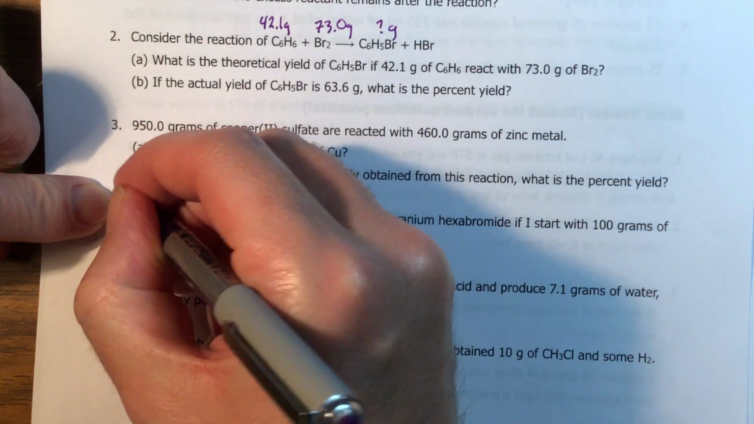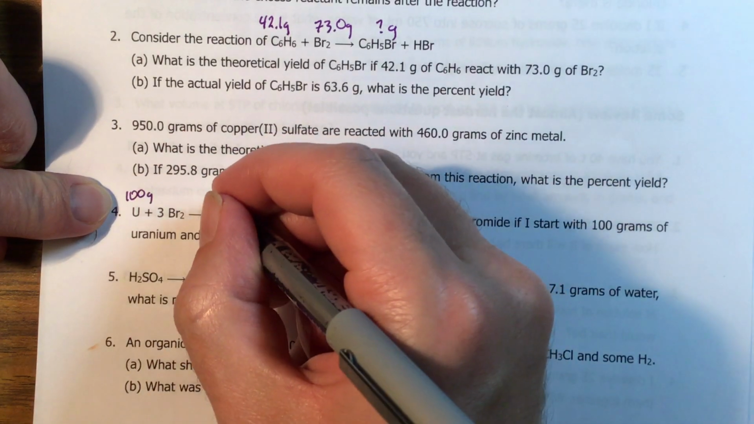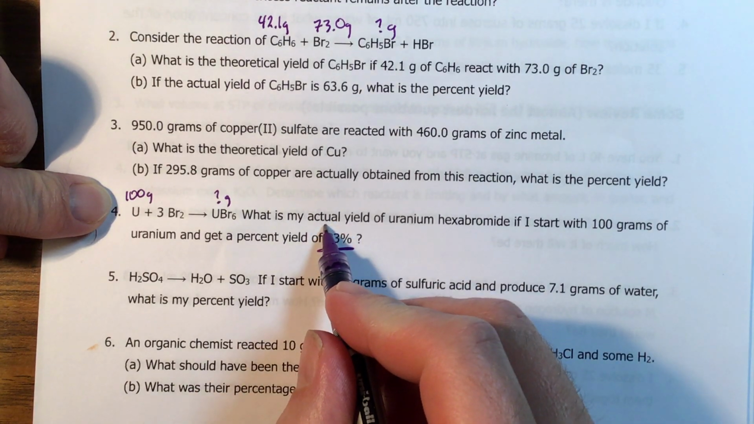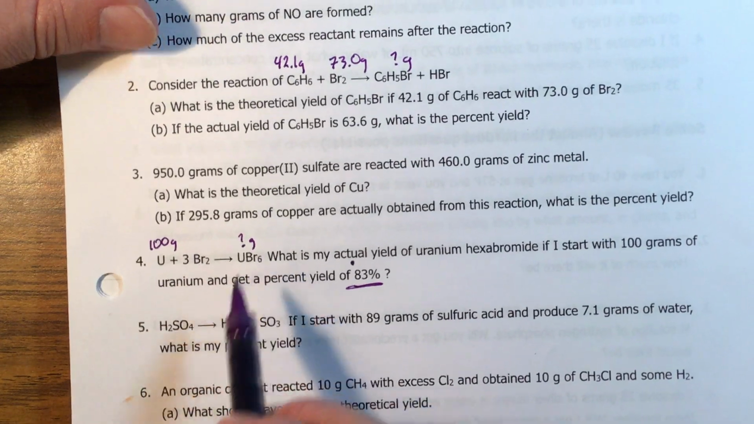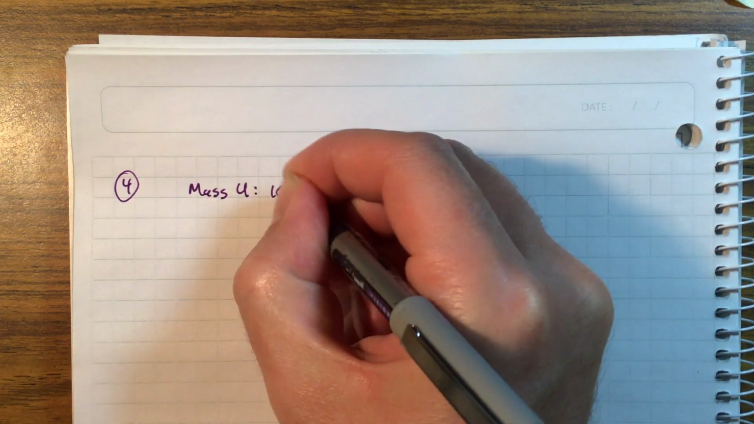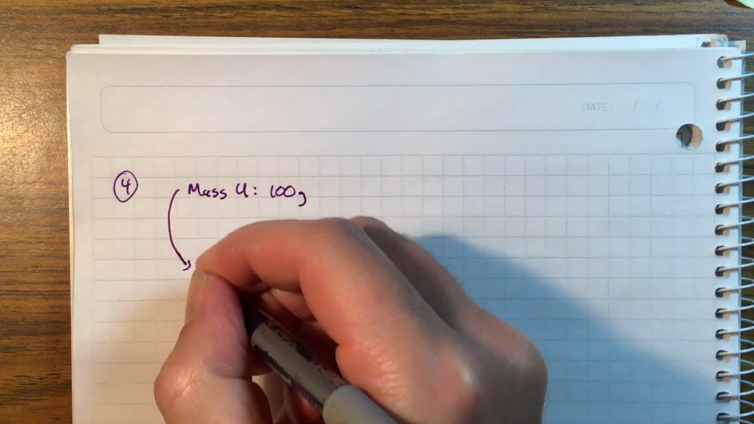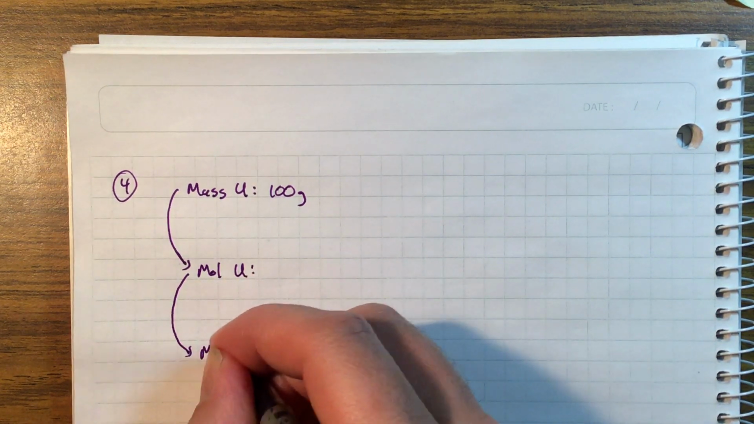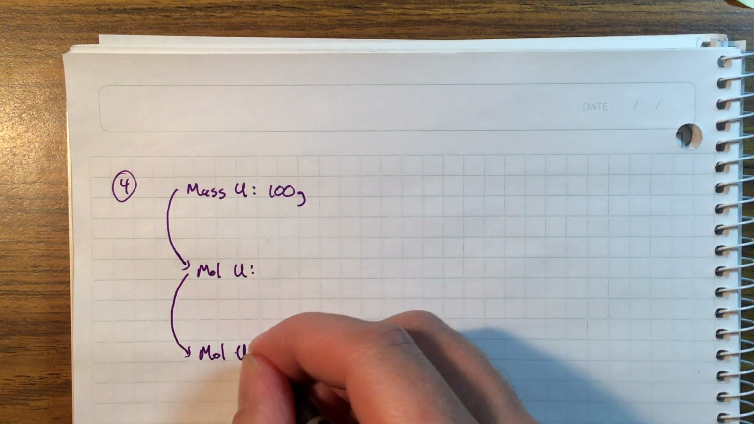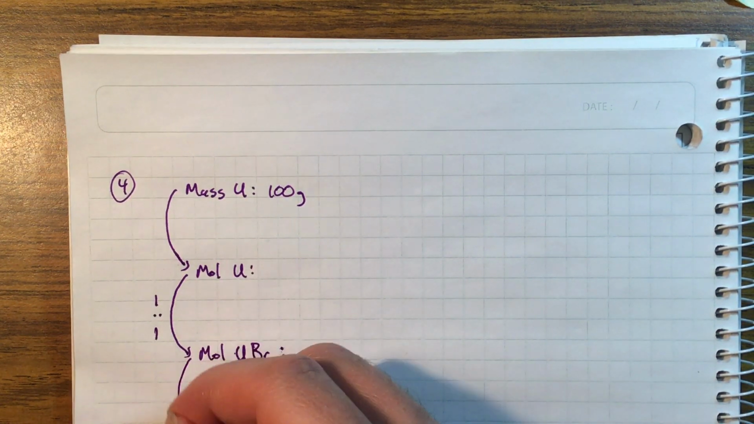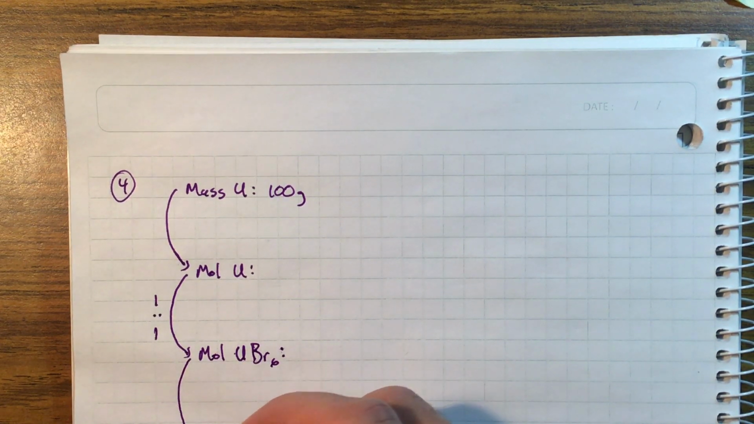So in this one, I've got 100 grams of this. We're going to pretend that's 3 sig figs. We can figure out how many grams of this. And then using our percent yield, we can find our actual yield. So we have to find our theoretical yield first. So let's write up our stoichiometry path for this. So we start with our mass of U, which is 100 grams. We're going to go to our moles of U. Then we're going to go from our moles of U to our moles of UBr6, using our molar ratio, which is 1-to-1. That's beautiful. We don't have to do any conversions there. Then we're going to go to our mass of UBr6.